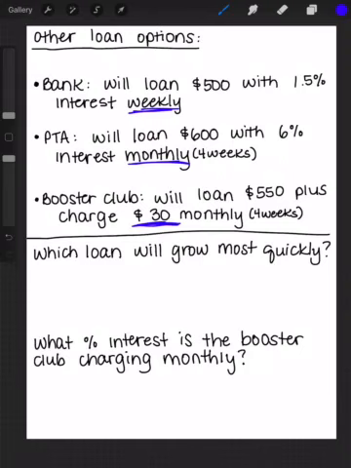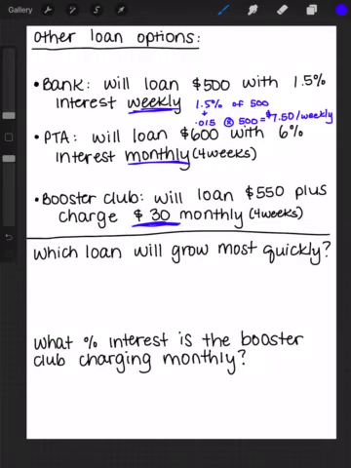For this first one up here with the bank, we need to figure out what is 1.5% of 500, because that's how much they're giving us. So I change my percent to a decimal. This is 0.015, and of is multiplication. 500 is how much they're going to give us. That's our principal amount. I multiply that out, and I get 7.5, so $7.50. But remember, that's weekly.